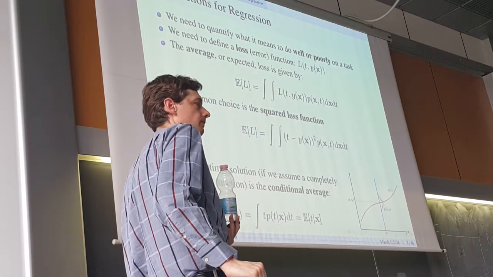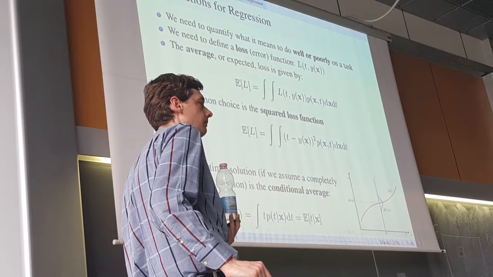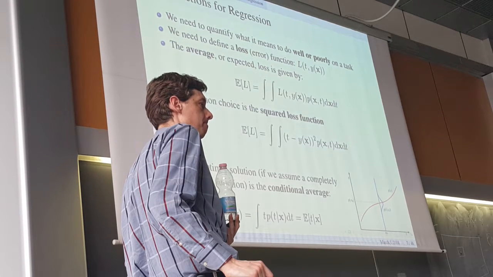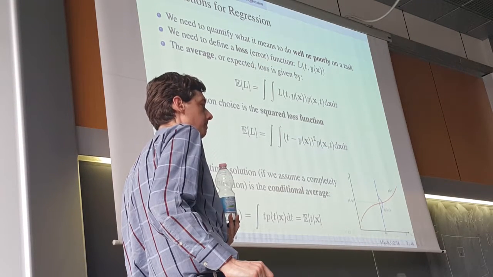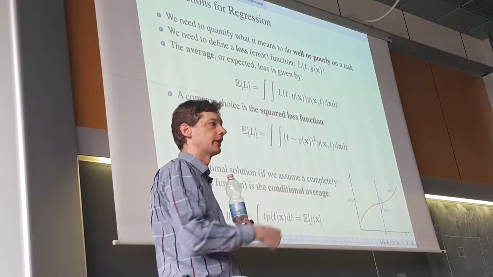I understand what you're saying. You don't know the underlying distribution. So, are you still going to use the squared error, just replacing it by the sum? Yeah, actually we will see this later on.